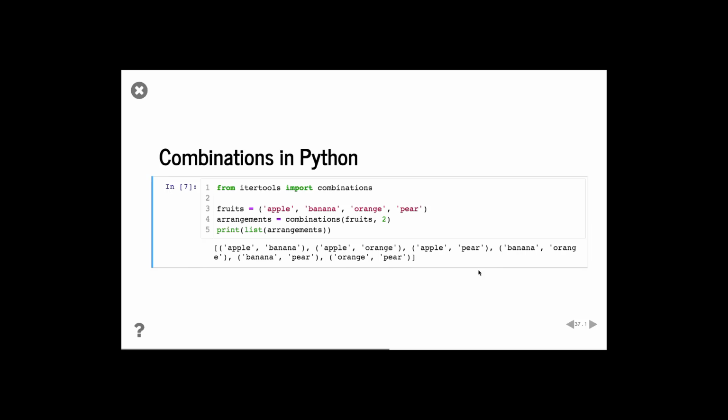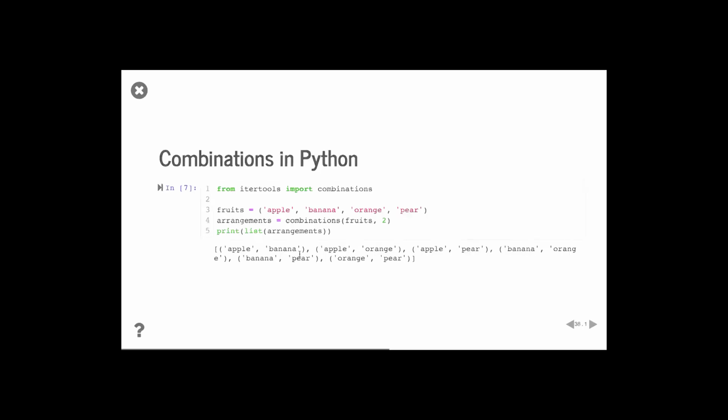And similarly for combinations, just instead of importing permutations, we import combinations. So you can see here we have a different collection of fruits. What two different fruits could I take maybe for morning tea? So you can see we have an apple and a banana, but not a banana and an apple, because they're the same combination.